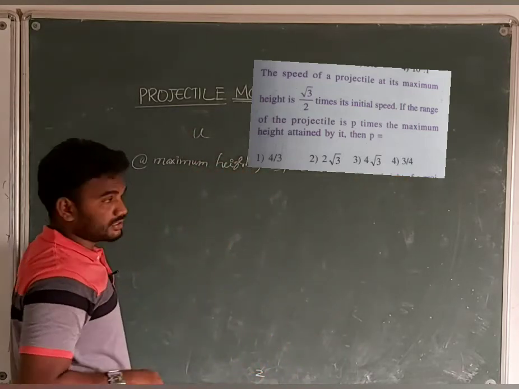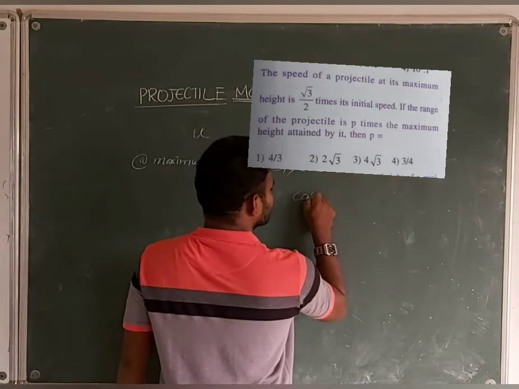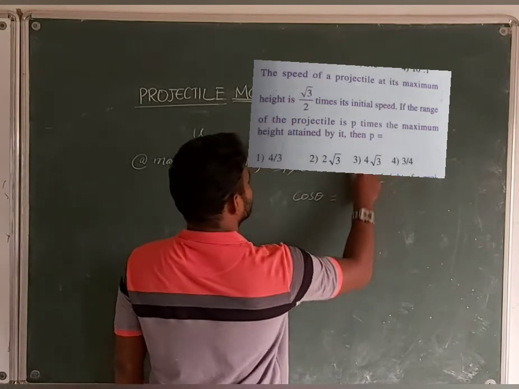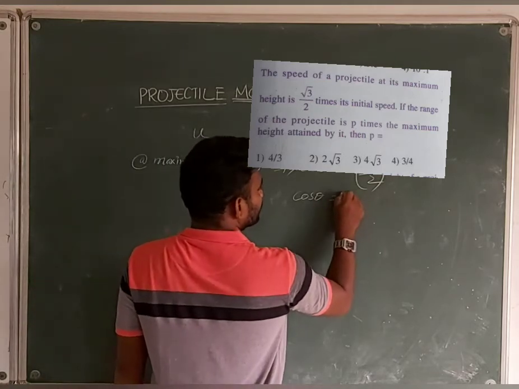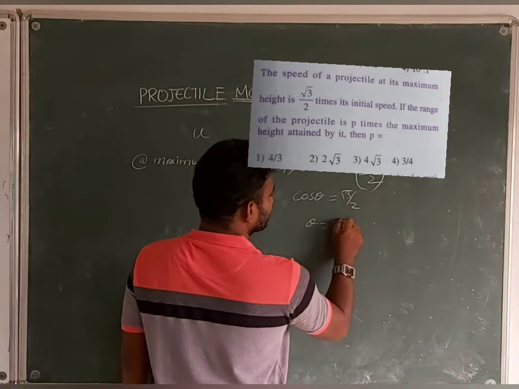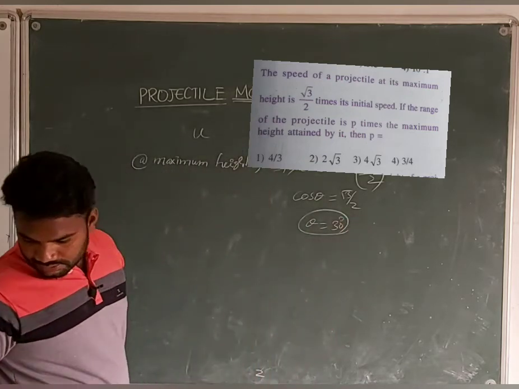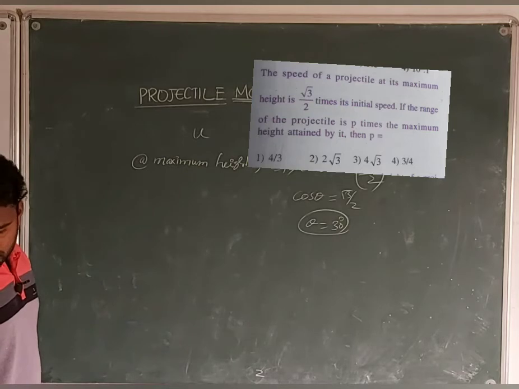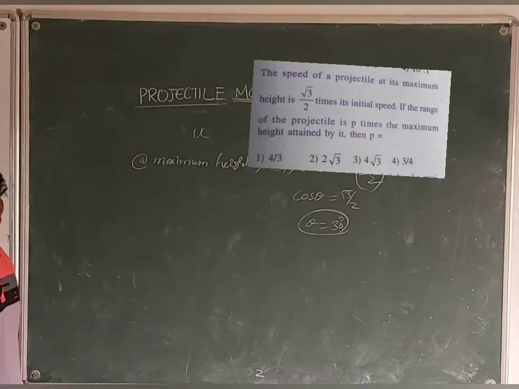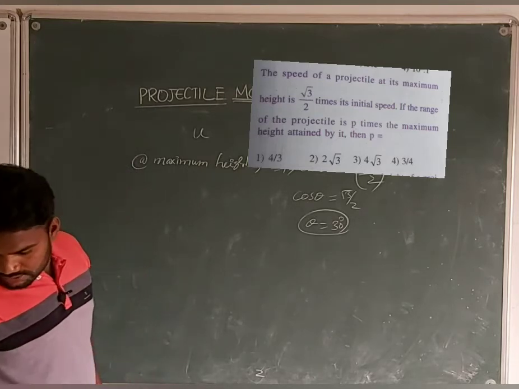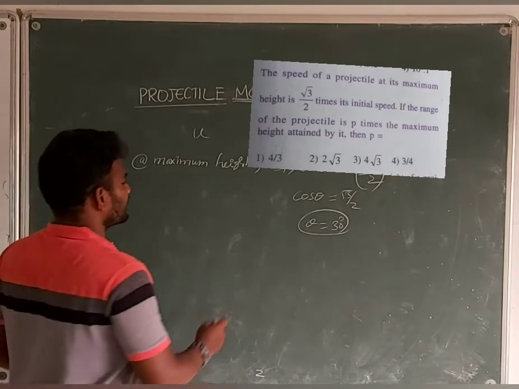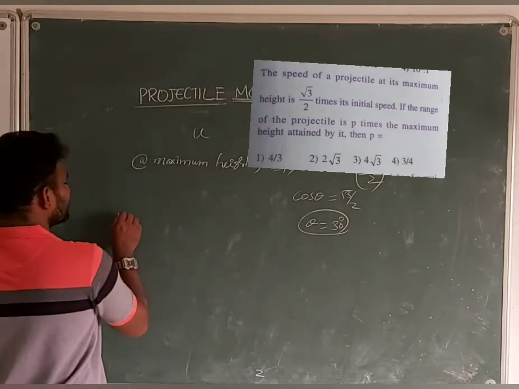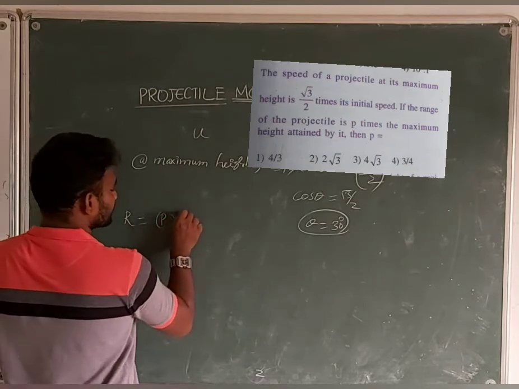You can see the question once clearly. So u will get cancelled. Cos theta will be equal to root 3 by 2 times. I am sorry, the question has given root 3 by 2 times. Now cos theta is equal to root 3 by 2, so theta is equal to 30 degrees. Now what they are asking: the range of the projectile is p times the maximum height attained. The range of the projectile is equal to p times the maximum height.